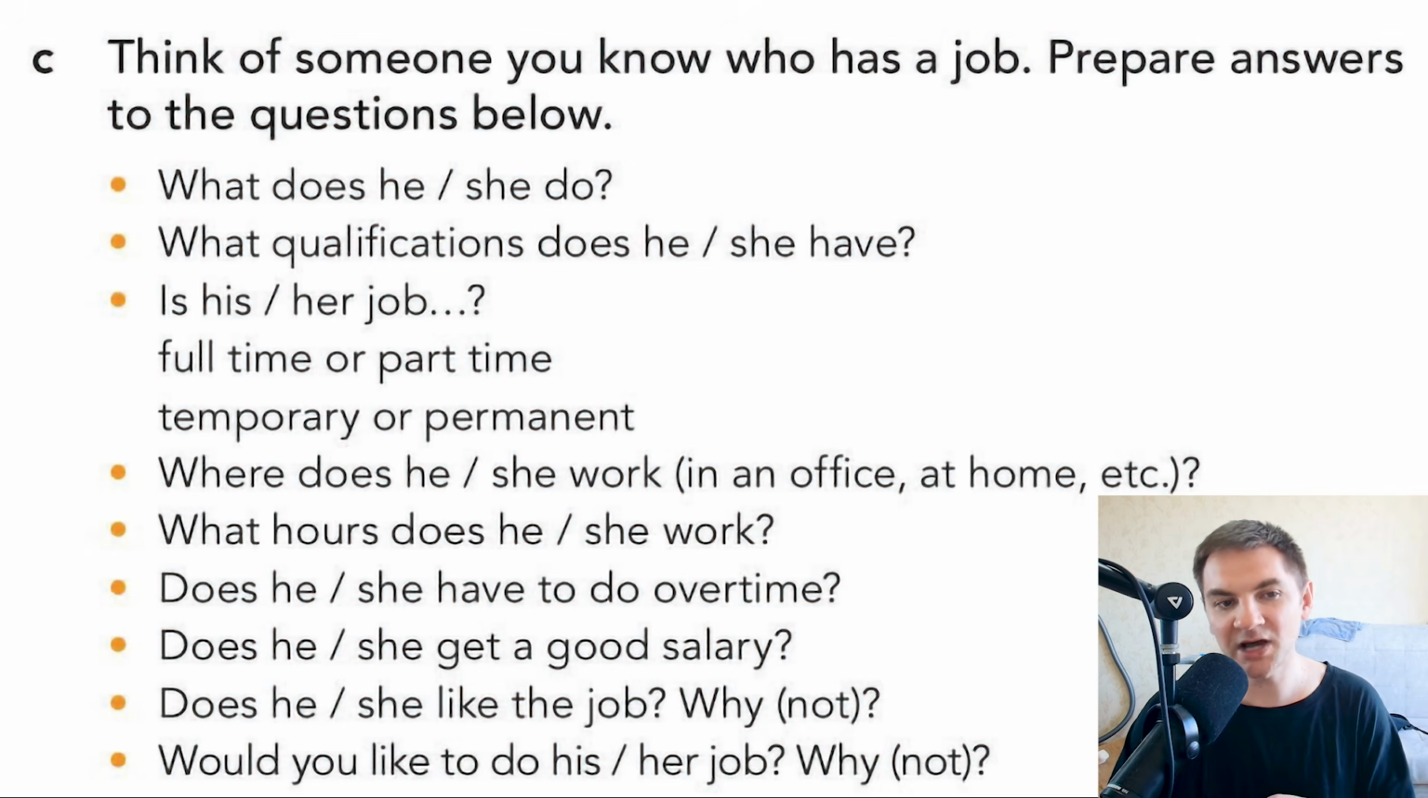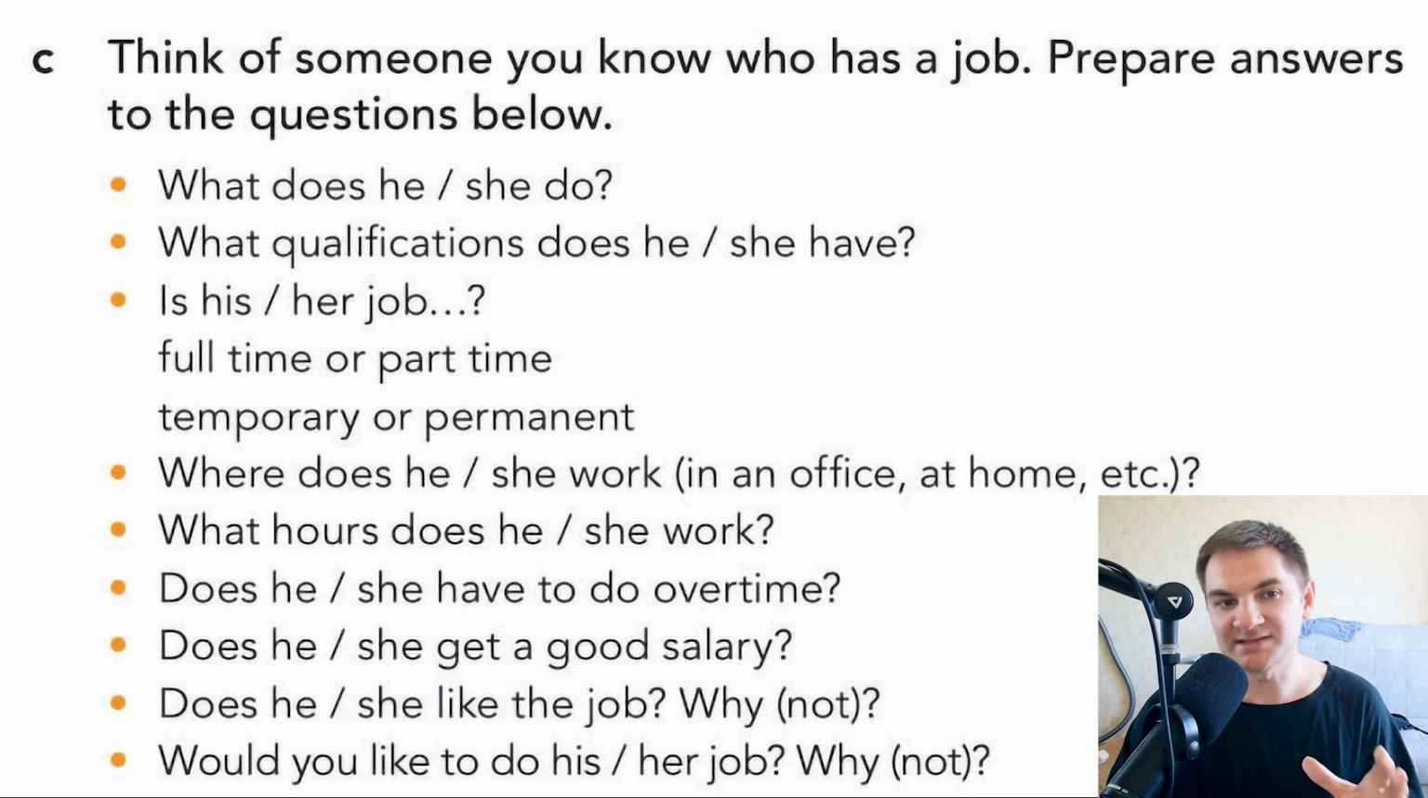The questions cover many useful topics: their role, qualifications, type of contract, workplace hours, salary, and even their opinion about the job. Prepare your answers by making a few notes. After you prepare, you can practice speaking out loud, by yourself or with a partner if you have one. This is a great way to practice talking about work in English. Let's take a look at the questions.